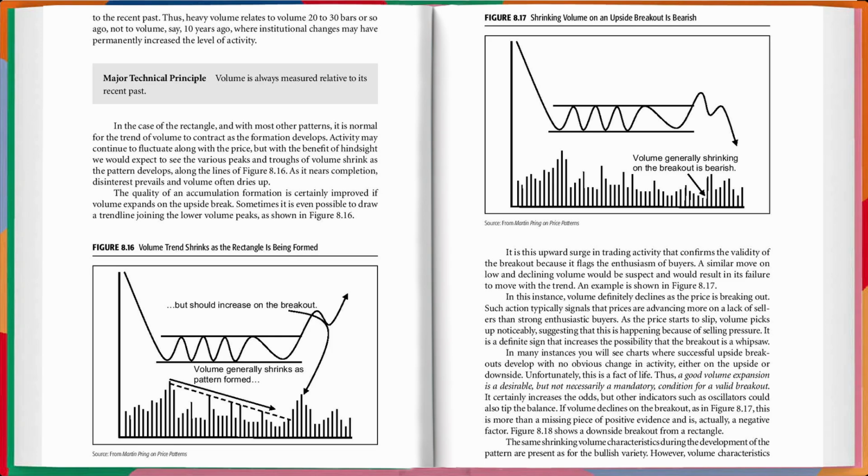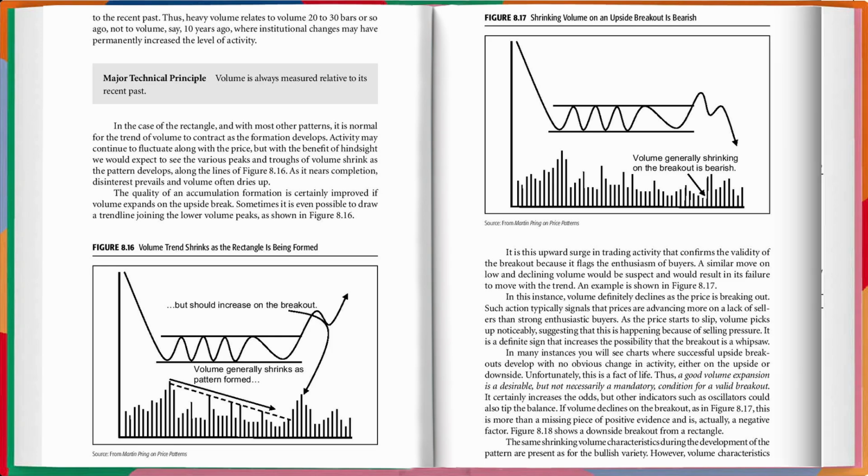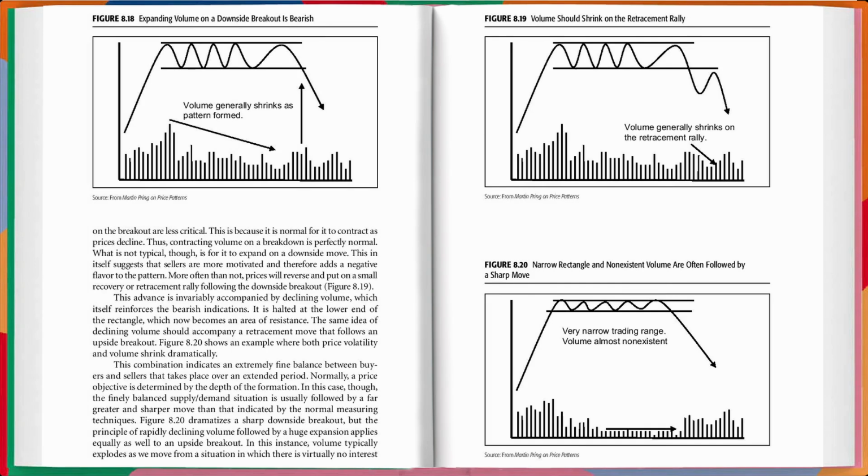Figure 8.18 shows a downside breakout from a rectangle. The same shrinking volume characteristics during the development of the pattern are present as for the bullish variety. However, volume characteristics on the breakout are less critical. This is because it is normal for it to contract as prices decline. Thus, contracting volume on a breakdown is perfectly normal. What is not typical, though, is for it to expand on a downside move. This in itself suggests that sellers are more motivated and therefore adds a negative flavor to the pattern.